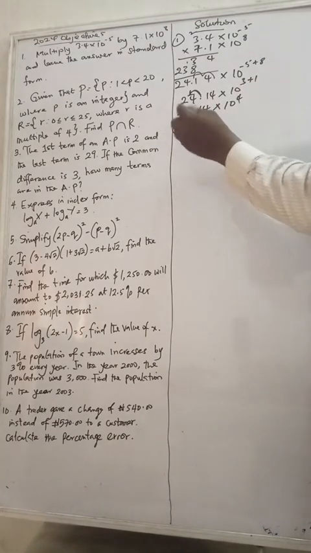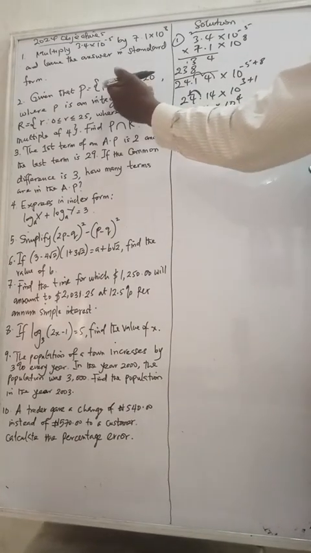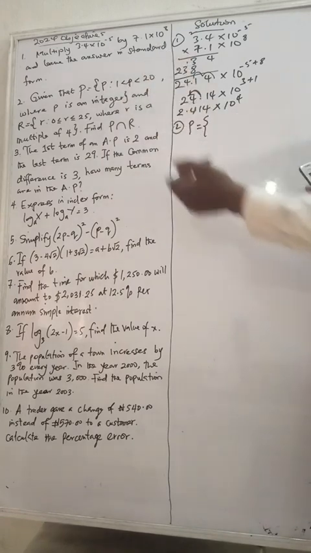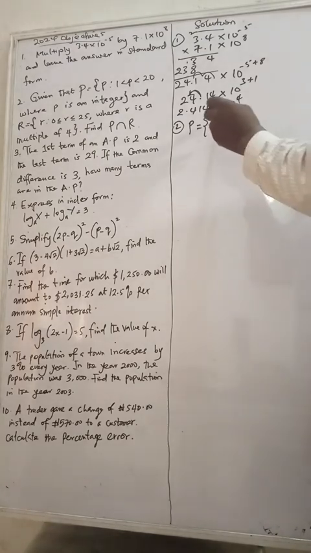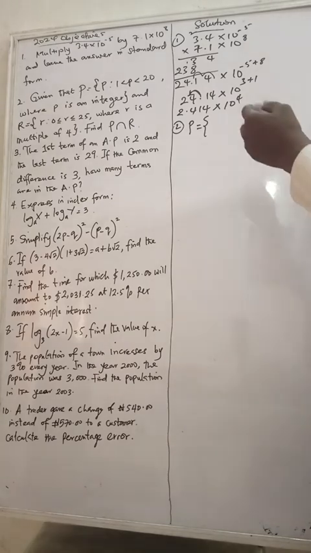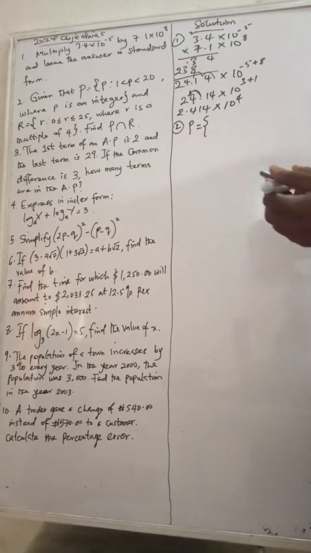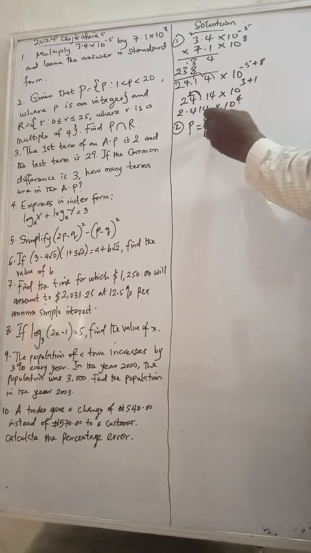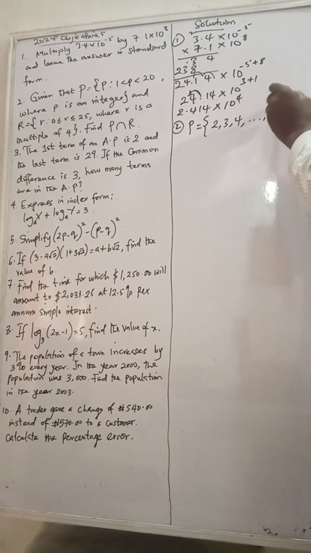Then number 2, we have P equal to the set of P such that 1 is less than P and P is less than 20, and P is an integer. So if P is an integer, the value of P could be from 1 to 20, but we do not include 1 and 20, because according to what you have here, 1 is less than P and P is less than 20. So it will be from 2, 3, 4, and so on up to 19.